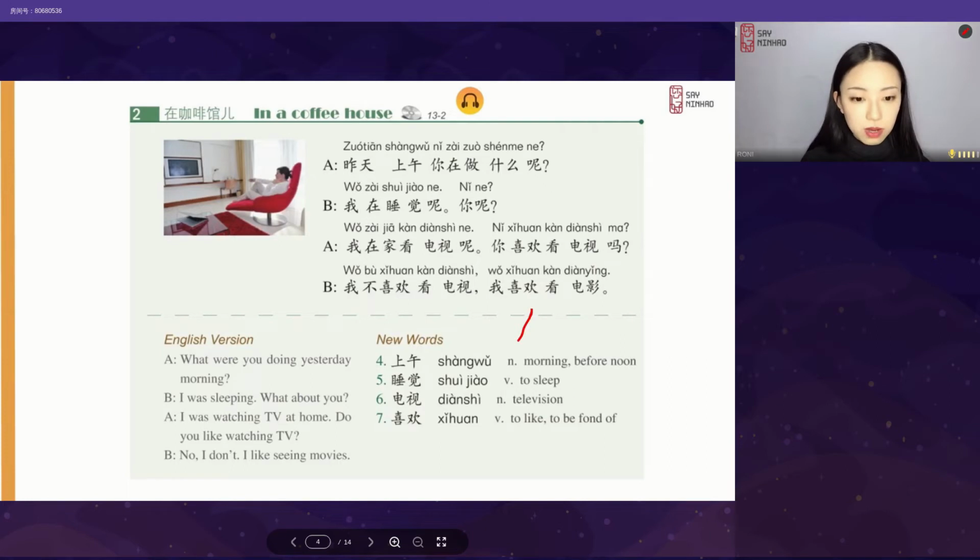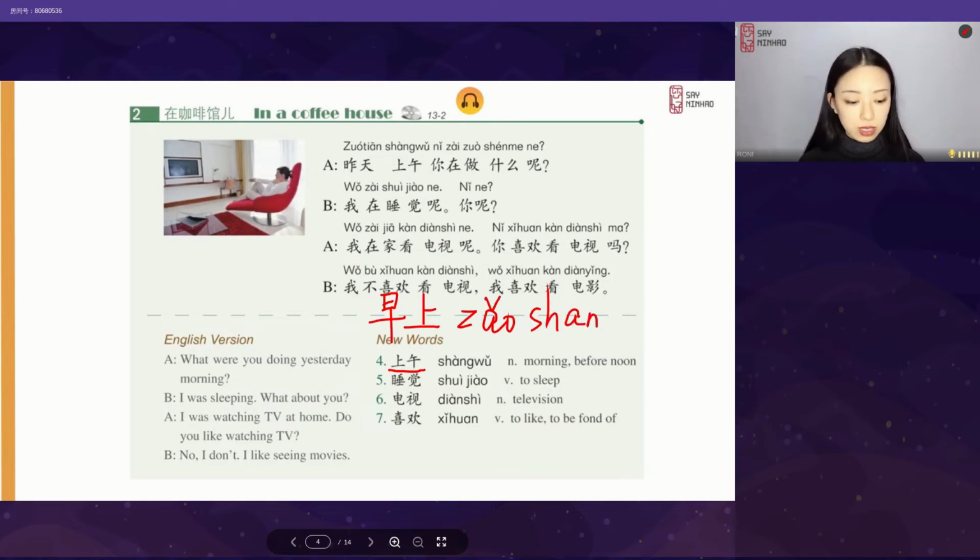Text 2. Let's see the new words. First one is 上午. Although this is a new word for lesson 13, actually we've come across this word many times before, right? 上午, it means morning, before noon. And another way to express morning is 早上, right? 早上. Okay, 早上. And how to say afternoon? 下午, right? 下午. And evening? 晚上. And the noon is 中午, right? 中午.